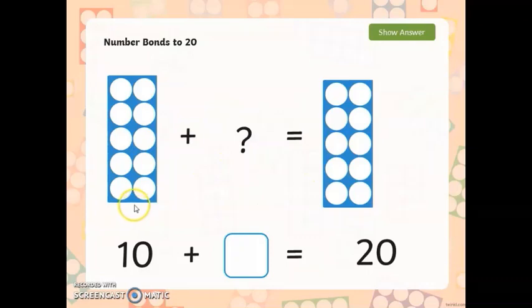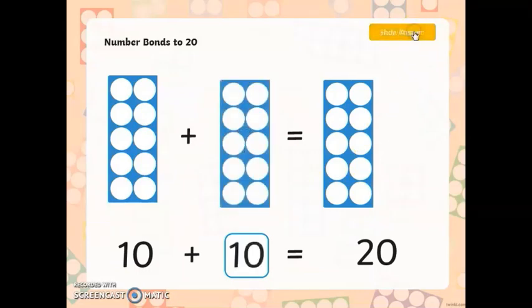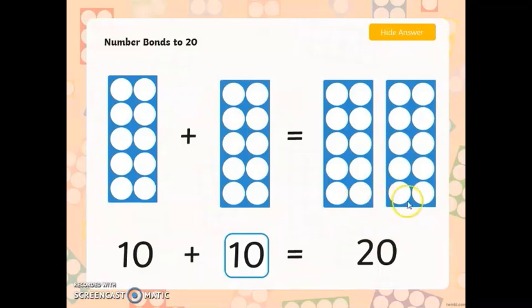As you can see in front of you, we have 10, and with 10 we have a missing number to make the bond of 20. Dear students, do you remember which number will pair with 10 to make the bond of 20? Well then, if you all say 10, 10 and 10 makes the bond of 20, as you can see in front of you.